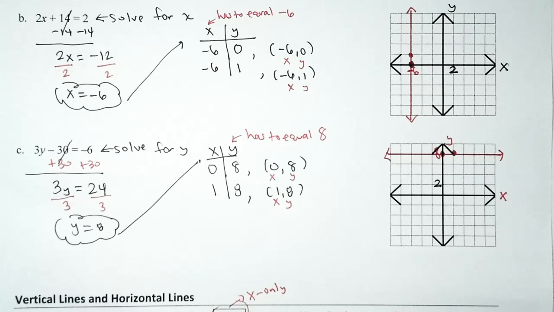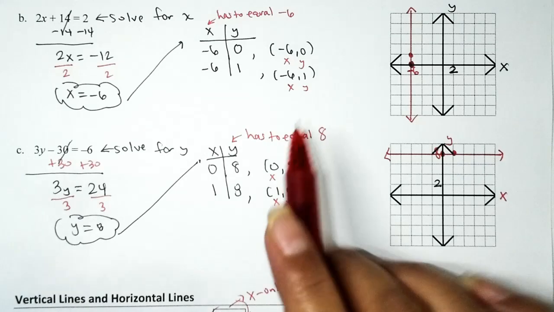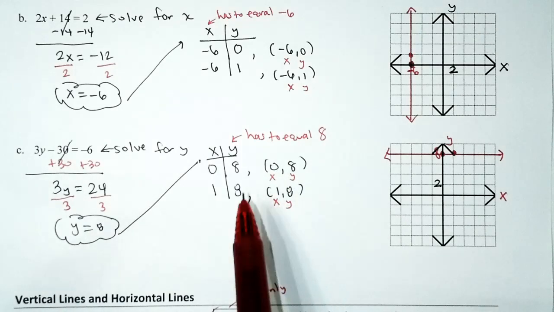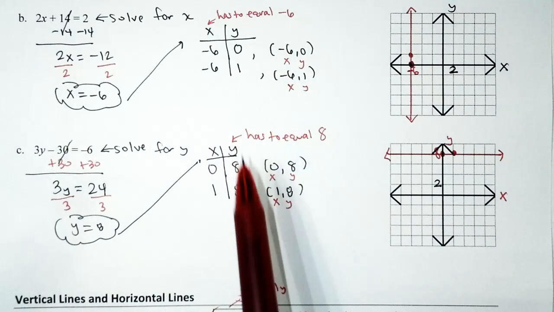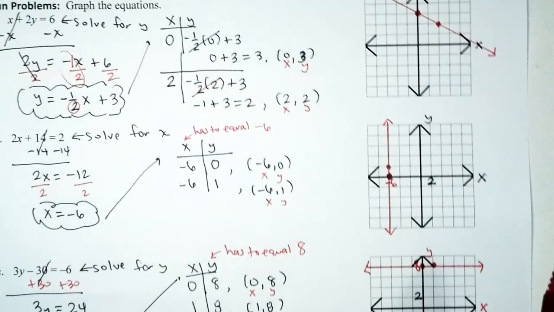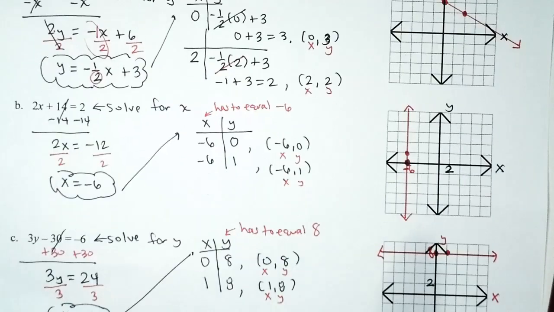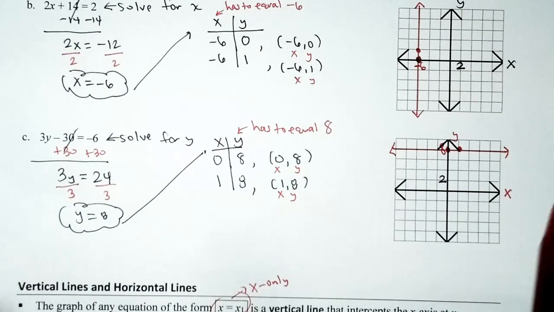Hopefully you understood what I was trying to say, and if not, you don't have to memorize anything. You can just do the table. The table will tell you if the graph will be slanted, vertical, or horizontal. Fantastic.